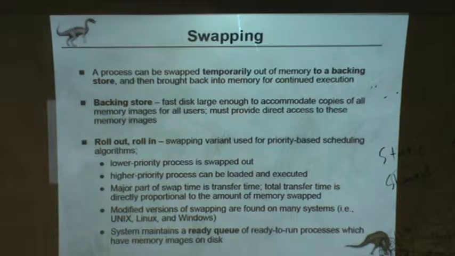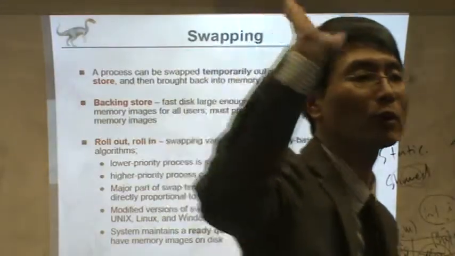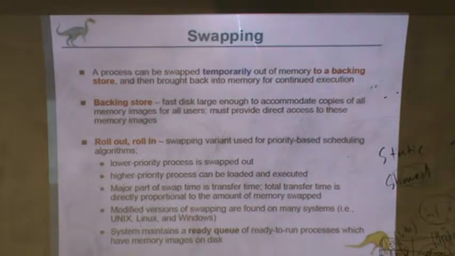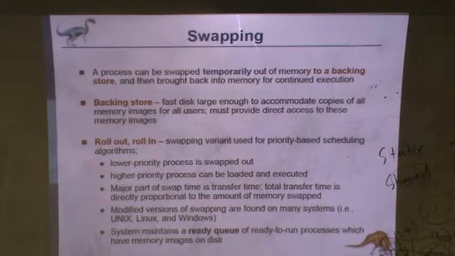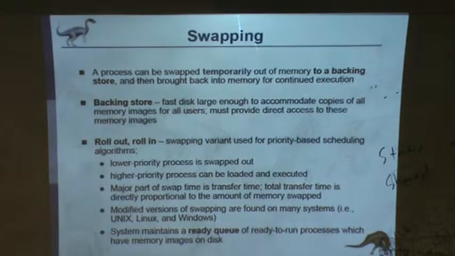The other operation needed for memory management is swapping. Is there anyone who can explain what swapping is in computer science? What is swapping? From main memory to secondary memory? What is the main memory and what is the secondary memory? Computer memory and external memory. External memory? It's RAM and hard disk.